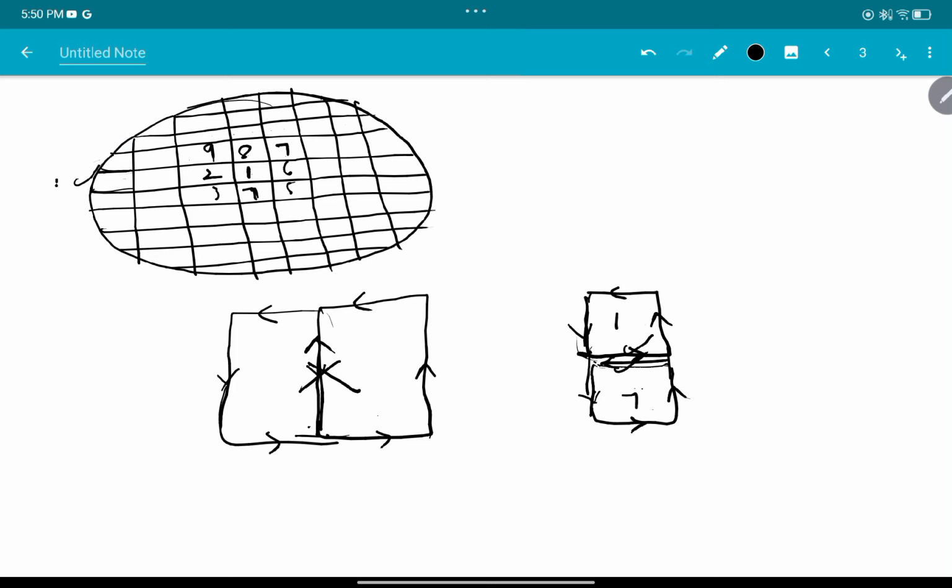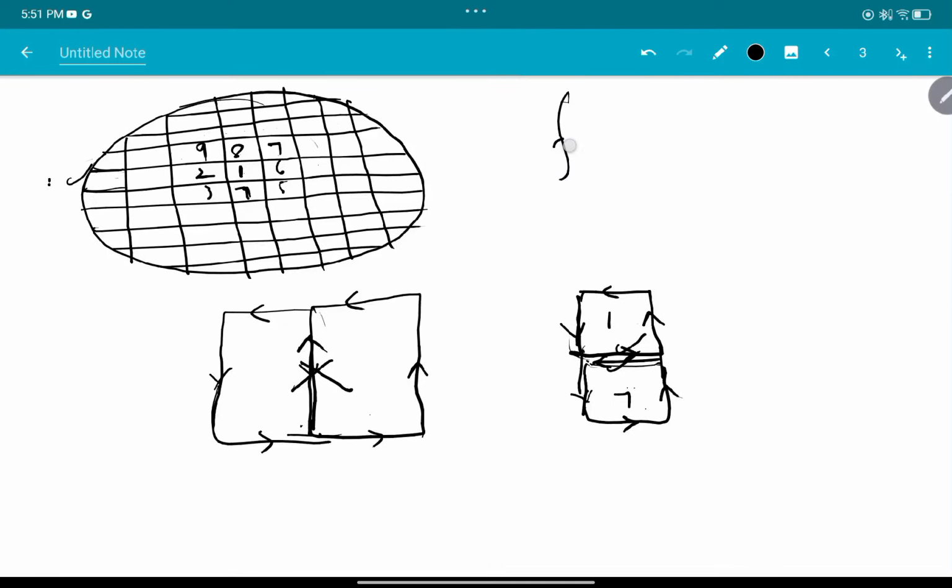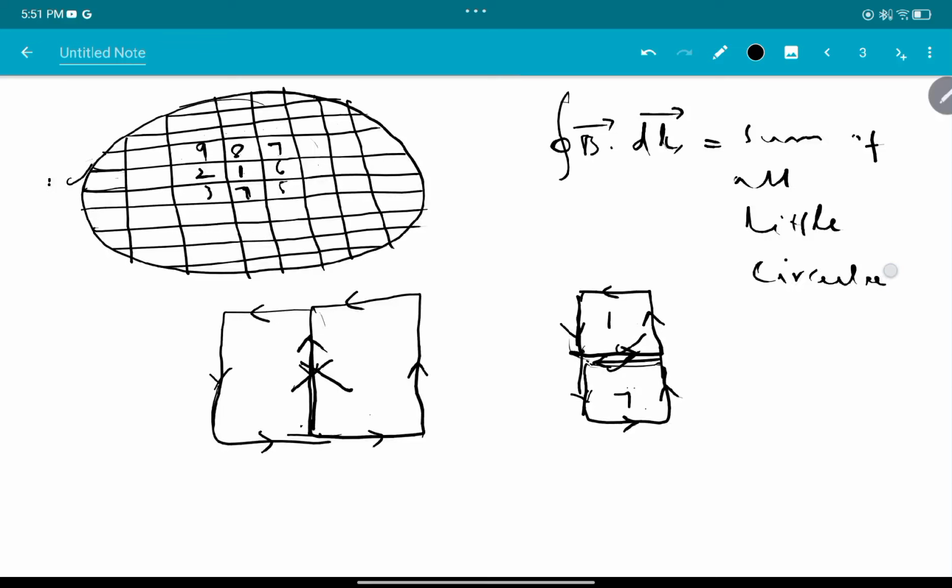It means that the sum of all the circulations in this surface, the sum of all the circulations around these little loops, is equal to the total circulation around this. The total circulation around this, B dot dl, is equal to the sum of all little circulations.